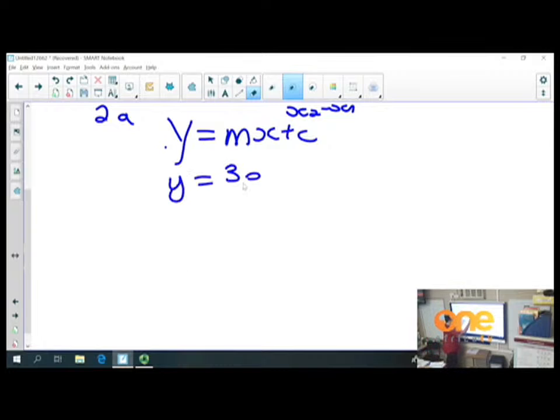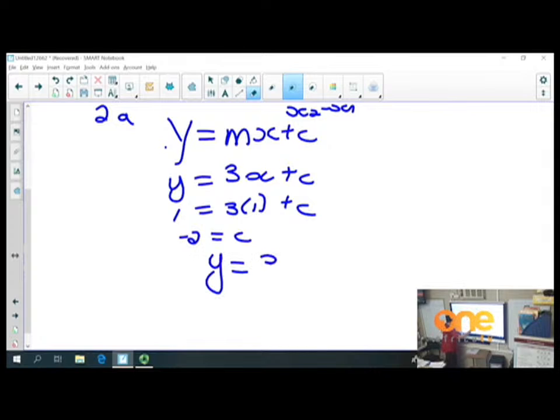y is equal to 3x plus c. And now we put those coordinates in, 1, 1. So to find c, it's always substitution. So c is then equal to negative 2. So the equation is y is equal to 3x minus 2. That is what we want now and what we're heading at.